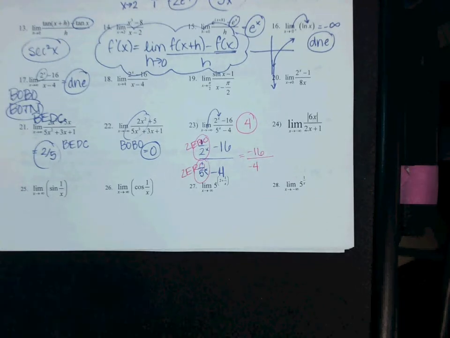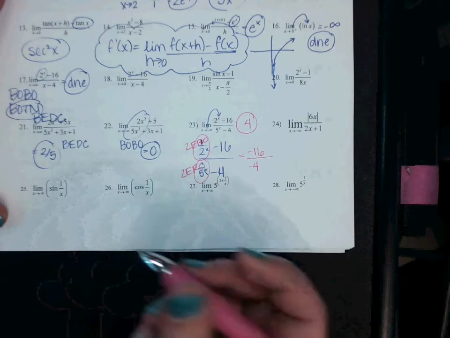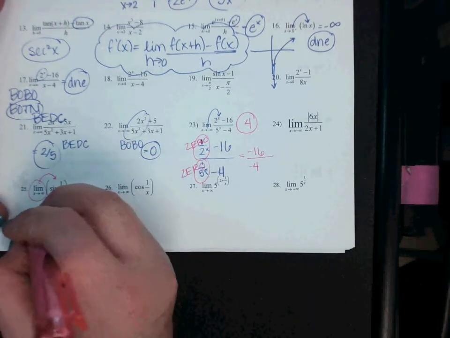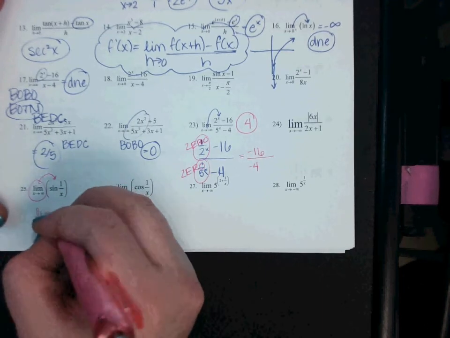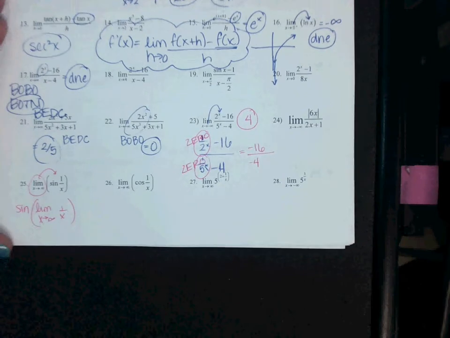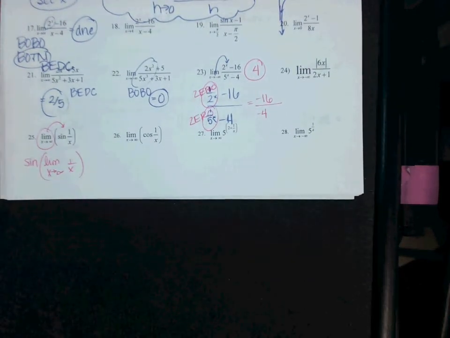Okay, let's do number 25. Remember that when you have sine of 1 over x with a limit, you can jump the limit to the middle. So you're going to do x approaching infinity of 1 over x, then you're going to plug the result into sine. So my limit jumps in with 1 over x.